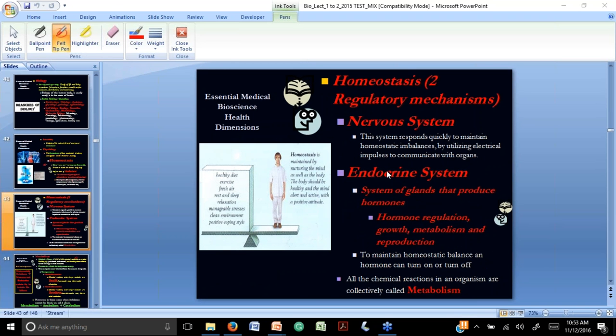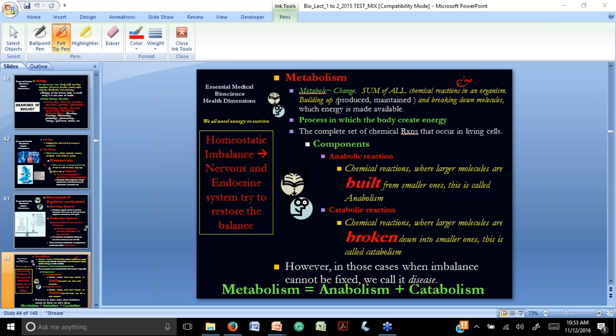So homeostasis: nervous system and endocrine system. Perfect. So metabolism, another key word in all the exams. Metabolism is the sum of all the chemical reactions of an organism. You can describe it in two ways, anabolic and catabolic. Anabolic is building up and catabolic is breaking down, and the sum of anabolic plus catabolic is metabolism. Example: put a piece of bread in your mouth. You are going to have hydrolysis, and that leads to a catabolic reaction, for example the breakdown of glycogen or starch into small components. That is the application of what we are talking about.